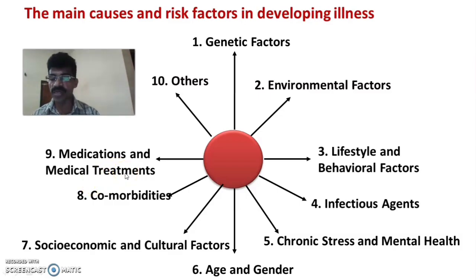And the ninth factor is medications and medical treatments. Overdose of medication may cause certain problems or illness. Medications and medical treatments also can lead to infection. The last one, the 10th, is others. There are many other combinations of various factors which can be etiological factors for causing diseases. So let us discuss in detail all these factors which cause a disease.